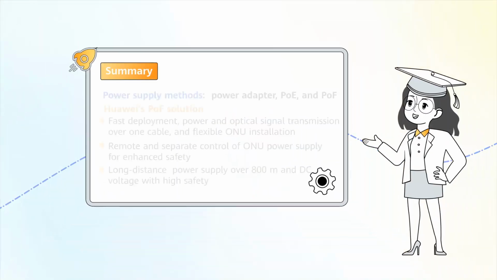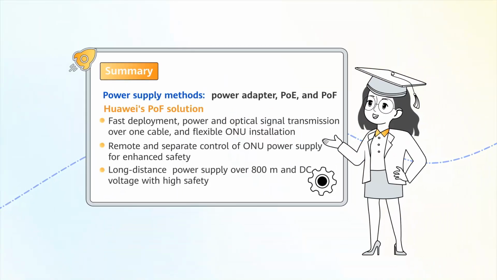In summary, the Huawei FTTO solution provides multiple methods to supply power to ONUs, and remote power supply over PoF cables has the following features: fast deployment, flexible ONU installation, remote and separate control of power supply, DC voltage with a long power supply distance up to 800 meters.